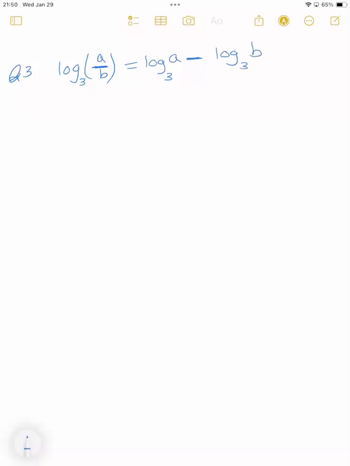Question number 3. We have log base 3 of a divided by b. We have a property for division. We write log base 3 of the numerator a minus log base 3 of the denominator b. This is the denominator, this is the numerator. So I have one log, it becomes two logs.